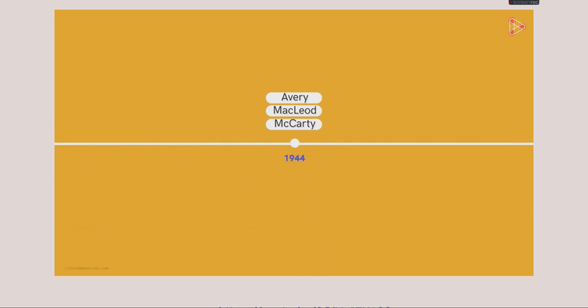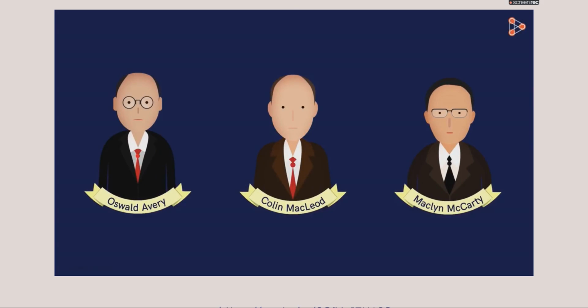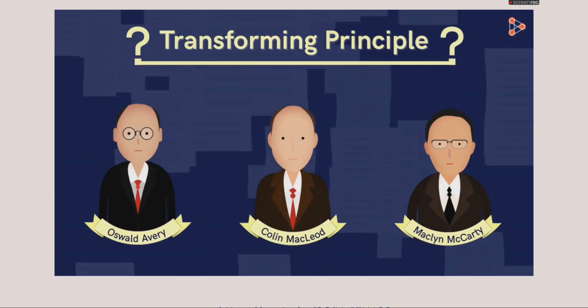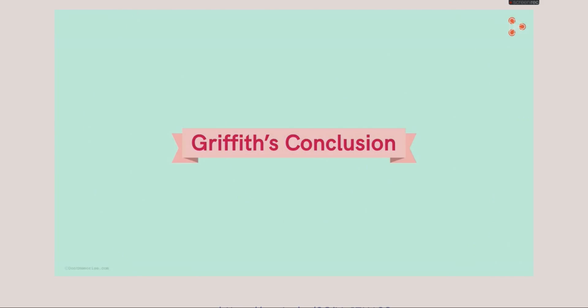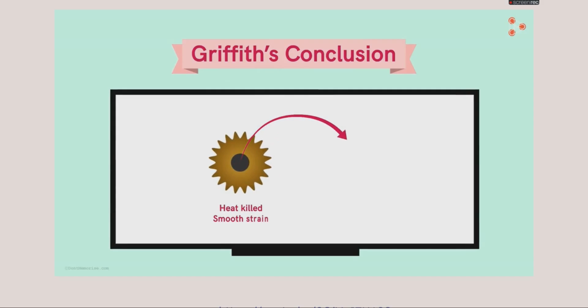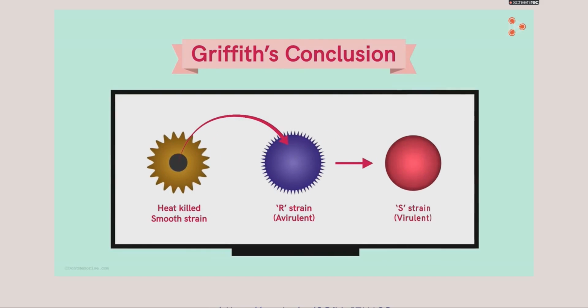Let's move a step ahead in the timeline and understand the interesting experiment performed by Avery, MacLeod and McCarthy around the year 1944. The 3 scientists were quite fascinated with Griffith's work. Just like others, even they were curious to know what the transforming principle was. So they thought of continuing the same experiment with better research. Griffith concluded his experiment by inferring that there is some factor that's passed from heat-killed smooth strain to the rough strain, which is avirulent. This factor transforms the avirulent strain to the virulent strain.